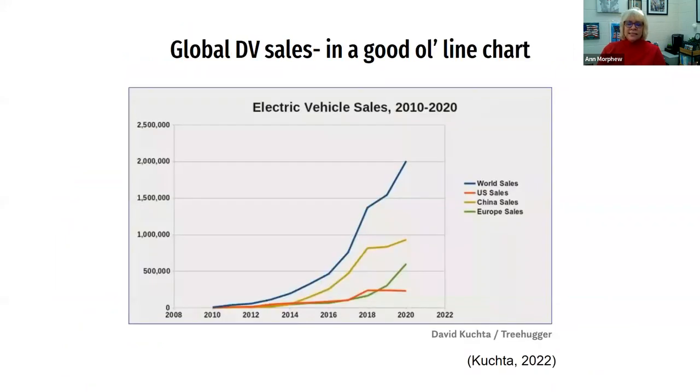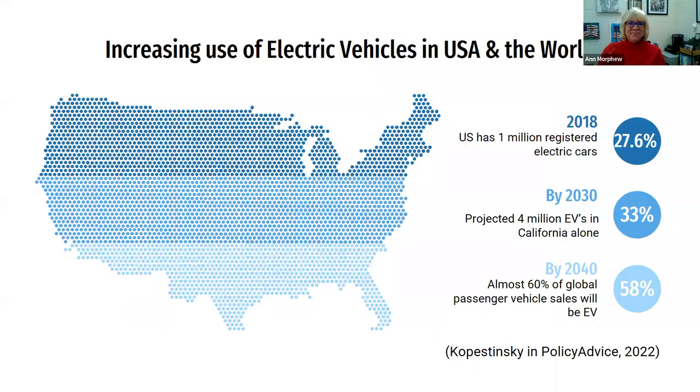And in the United States, we are still a little low there. Kuchta's chart indicates that China is selling a whole lot of them. And one of the articles indicated it's because they got the batteries. So it's increasing in the United States and the world. Again, this is Kopestinsky's from policy advice, and a lot of these sales are just getting bigger. So how are we going to get across the United States?